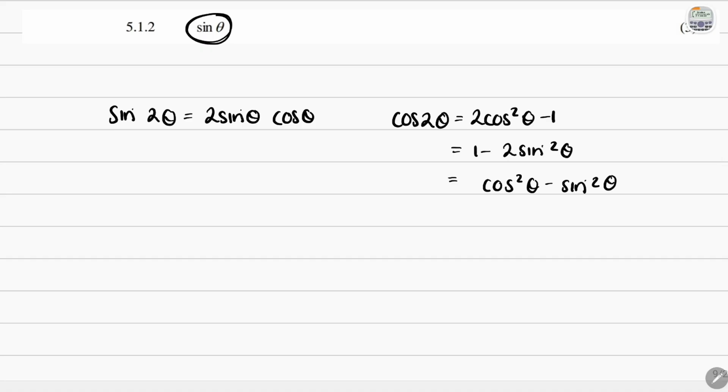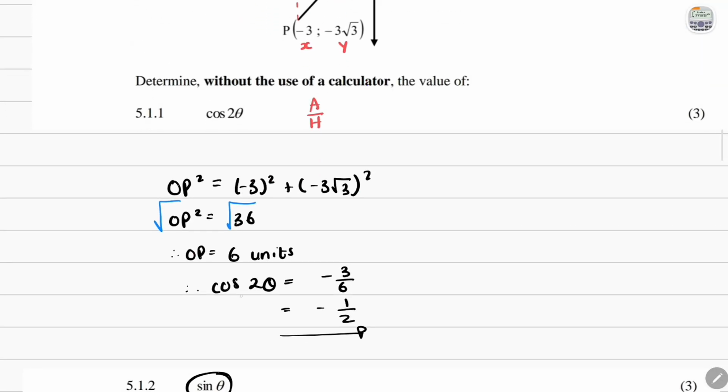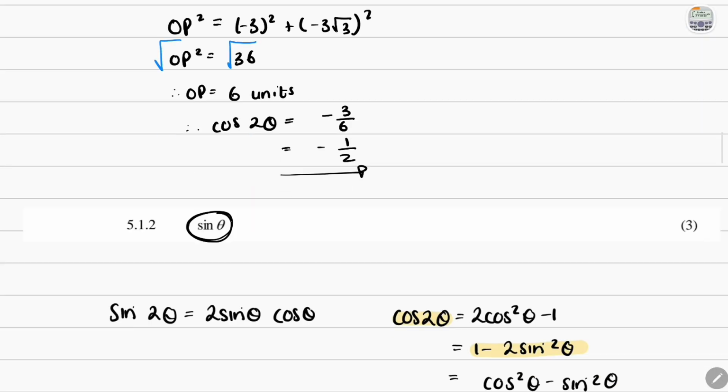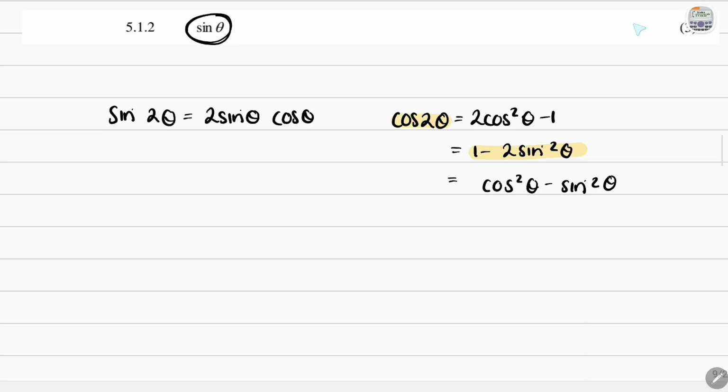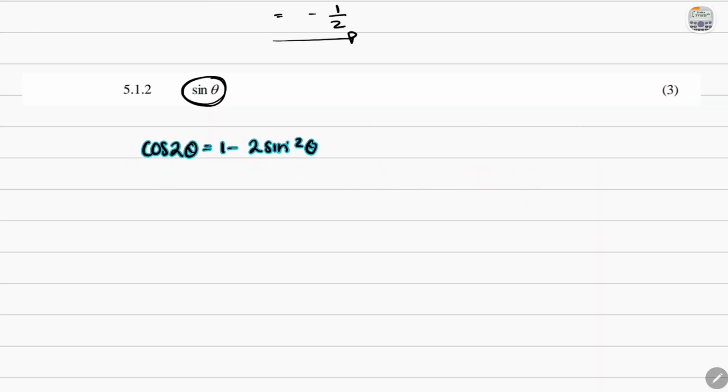So from this, you see that the equation that would best help you here would be cos 2 theta is equal to 1 minus 2 sine squared theta. This is perfect to use because sine squared theta is there, meaning sine theta is there. You can make that the subject, and we know the value of cos 2 theta. It's equal to -1/2. Okay, so that's what we're going to do. So this is what we're going to use.